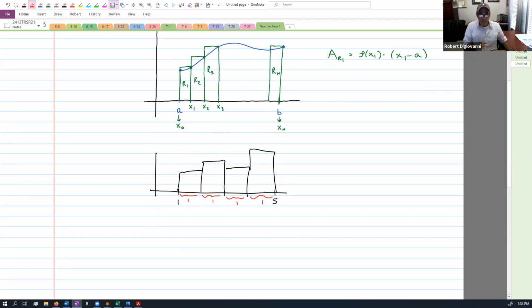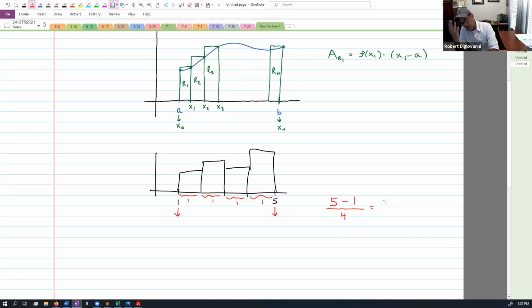You can get that by thinking about it this way. Take this endpoint, 5, subtract from it this endpoint, 1, and divide by the number of rectangles we have. How many rectangles do we have? 4. We have 4, right?